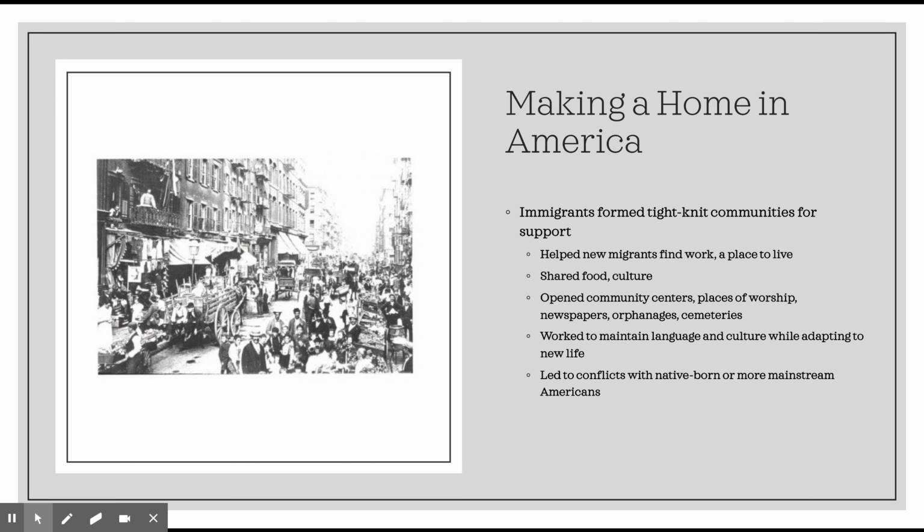So, if they made it through these immigration stations, what was life like when they actually came into the United States? Well, immigrants formed tight knit communities for support as they adjusted to life in their new home here. Old immigrants would help new immigrants to find work. They would help them find a place to live. They would share their food. They would celebrate their culture together. I mean, it's always good when you're seeing people who share a common language and share common beliefs and things. It's great to share those ideas with folks.